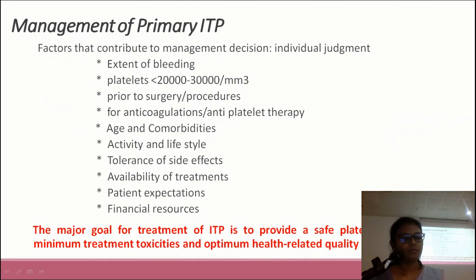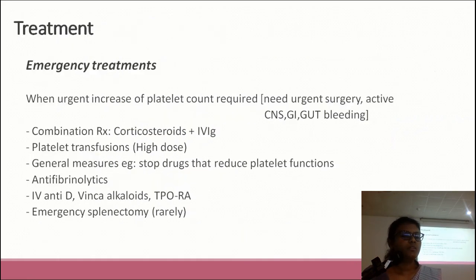So the main thing is the major goal for treatment of ITP is to provide a safe platelet count with minimum treatment toxicities and optimum health-related quality of life. We normally aim for a normal platelet count. We aim for a safe platelet count for all patients. So treatment-wise, we can divide treatment into first line, second line, and emergency treatments.